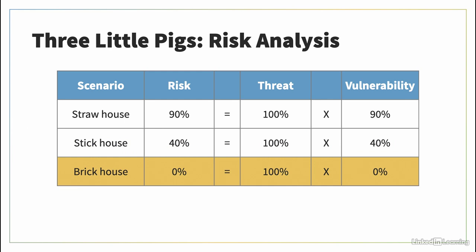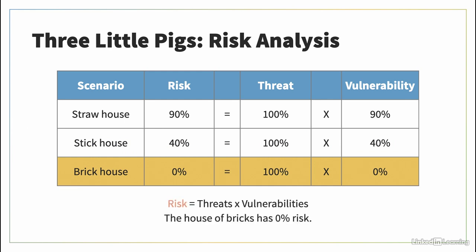However, the third pig built a brick house, and that represents 0% vulnerability, which now we see risk equals threats times vulnerabilities. The house of bricks has 0% risk of going down.